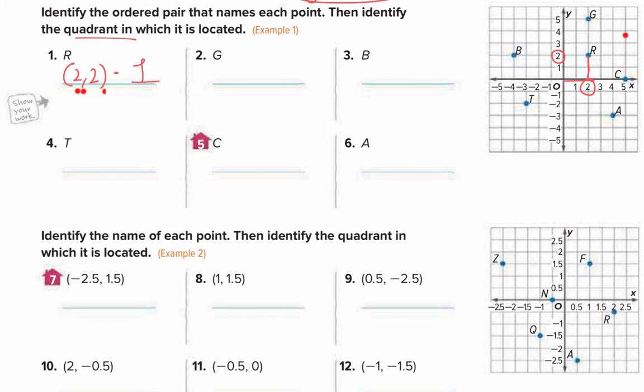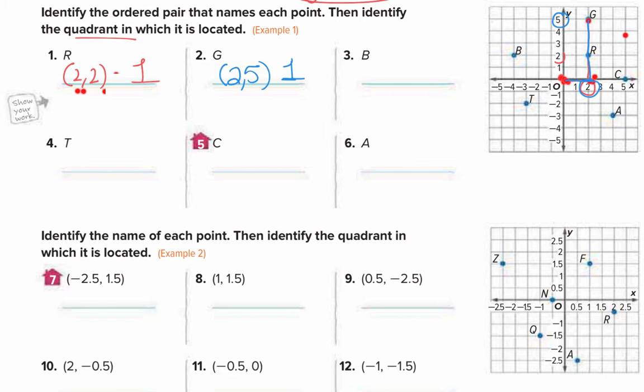Number 2, letter G. So again, we start our pencil at the origin. Letter G is up here. So I'm going to have to go to the right because we can only go right or left first before we go up or down. So I'm going to have to go right first, 2, and then up 5. So the ordered pair for point G is (2, 5). And then that's still quadrant 1.